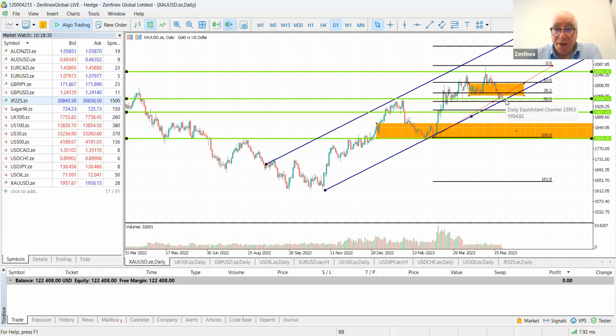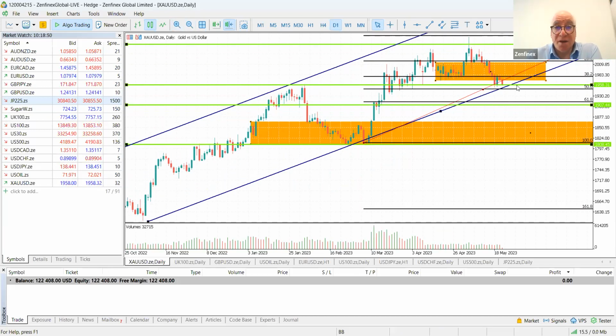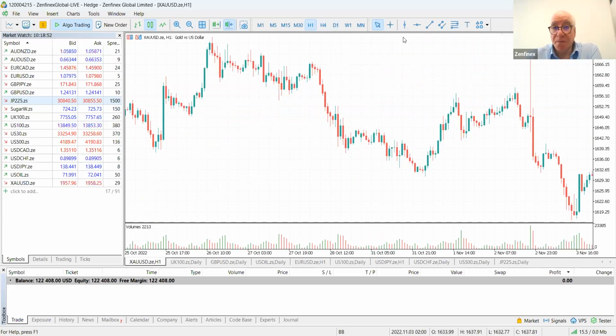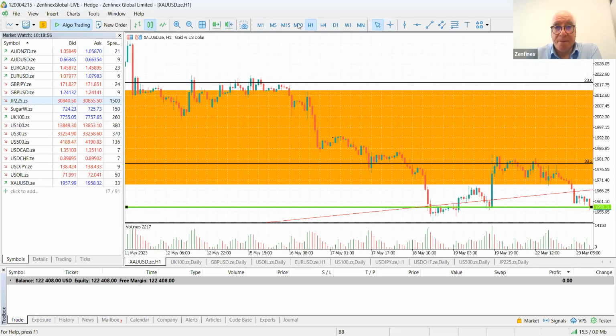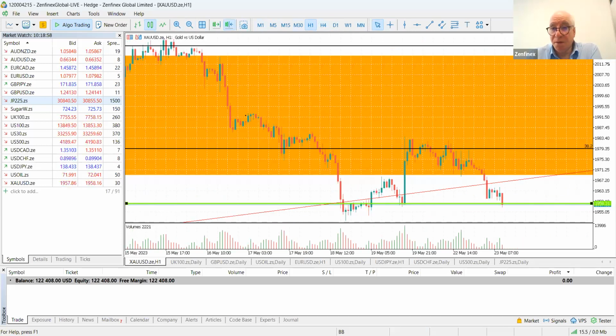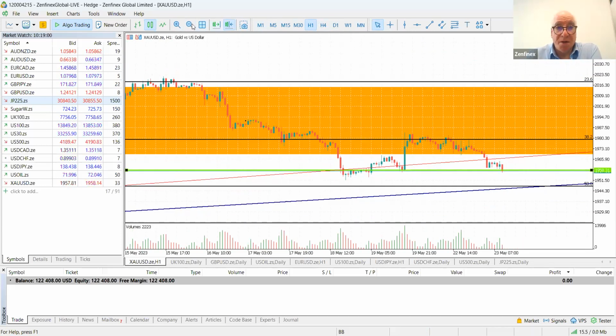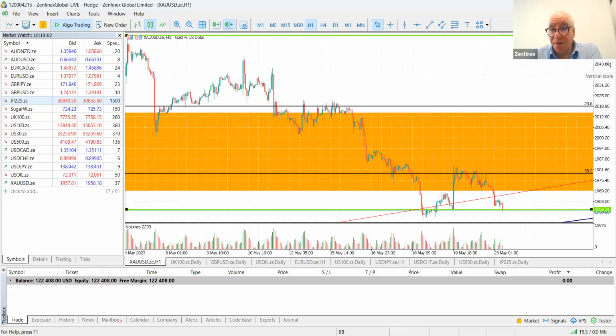So from a short-term perspective, if we break this 1958 level, there's a good chance it will come and retest. Not much of a move, but enough for an intraday trade. Let's just see if I can get a bit closer to it. So it's starting to become a little bit clearer now from an intraday perspective.